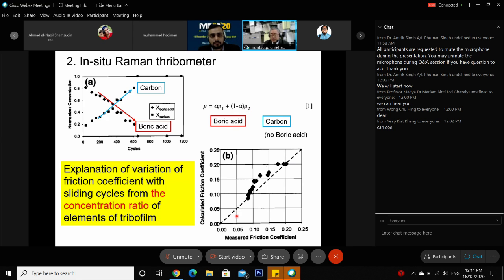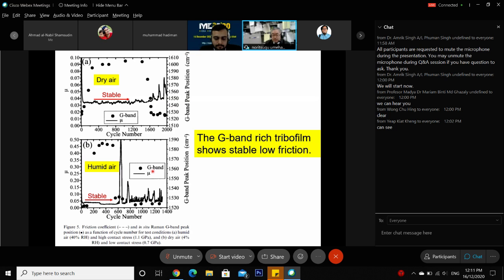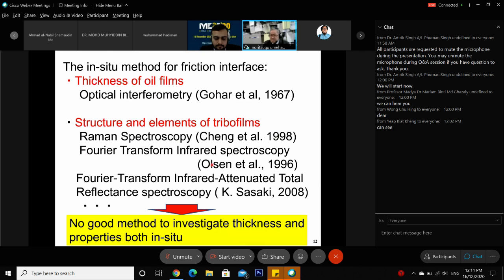See, it's like this. They have just detected the material of the tribo film. And also by using Raman spectroscopy, they got the G band, D band, and also the graphitization of the diamond-like carbon. So it means that up to 1967, only the thickness of the oil film could be measured. And after 2008, the structure and element of the tribo film were both detected in situ.